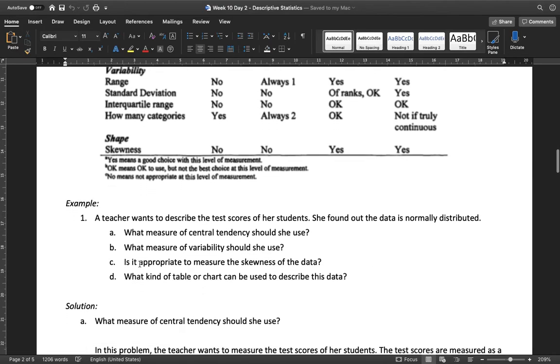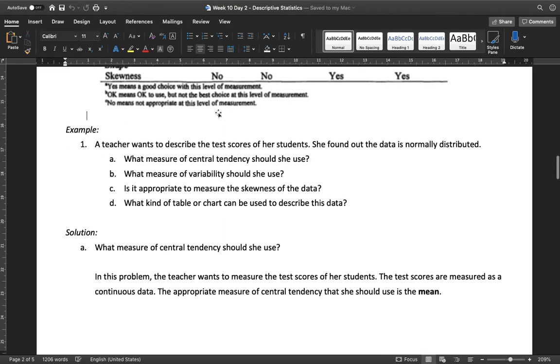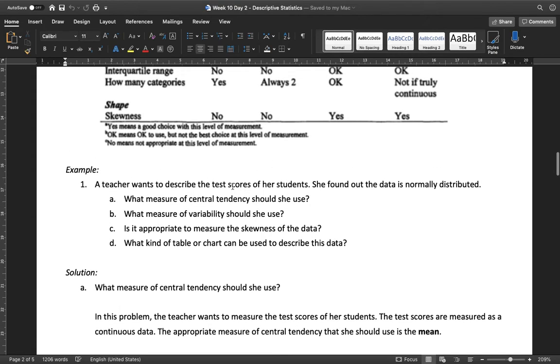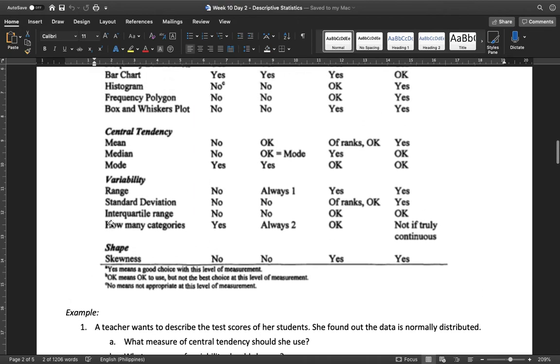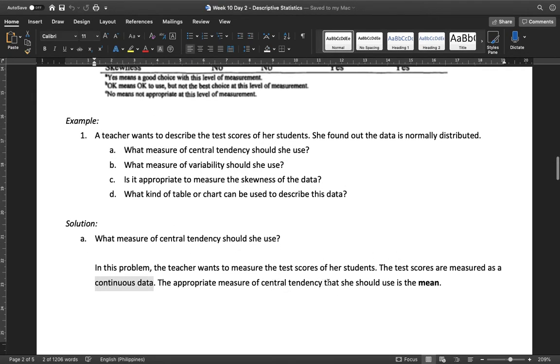Sample tayo. A teacher wants to describe the test scores of her students. She found out the data is normally distributed. So, anong measure of central tendency ang gagamitin niya? So, check muna natin ano yung data niya. Ang data niya ay test scores. And remember, ang test scores ay continuous. They are scaled data. So, kapag scaled ang data natin, ano yung appropriate na measure of central tendency? It is the mean. So, the appropriate measure of central tendency that you use is the mean.